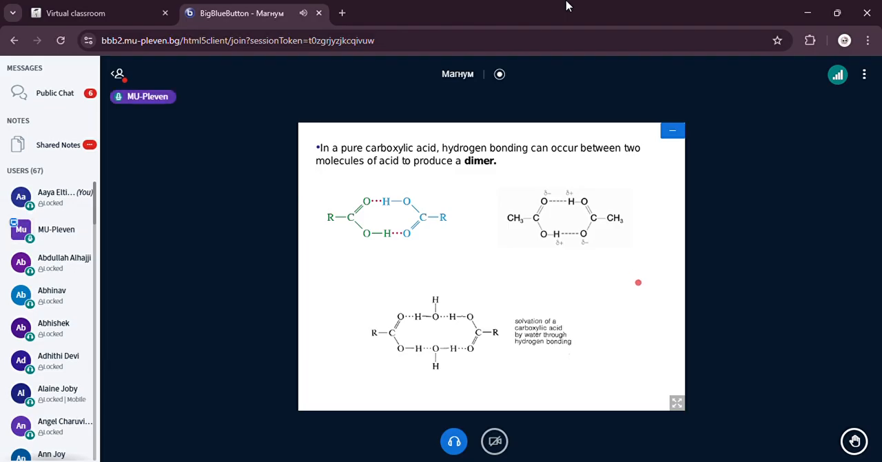Sometimes in water solution, carboxylic acids can make each of these molecules two hydrogen bonds with two water molecules. Each carboxylic acid can make up to 5 hydrogen bonds. 2 bonds at these oxygen atoms, 2 more at this oxygen atom, and 1 using hydrogen atom of the carboxyl group.